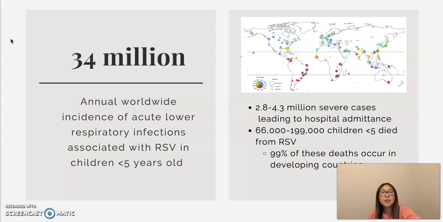There are said to be 34 million annual worldwide incidences of acute lower respiratory infections associated with RSV in children below the age of 5. And 99% of these deaths occur in developing countries, which is due to the fact that they don't have the same healthcare that we do in the US and could obtain the treatment as well as medications.